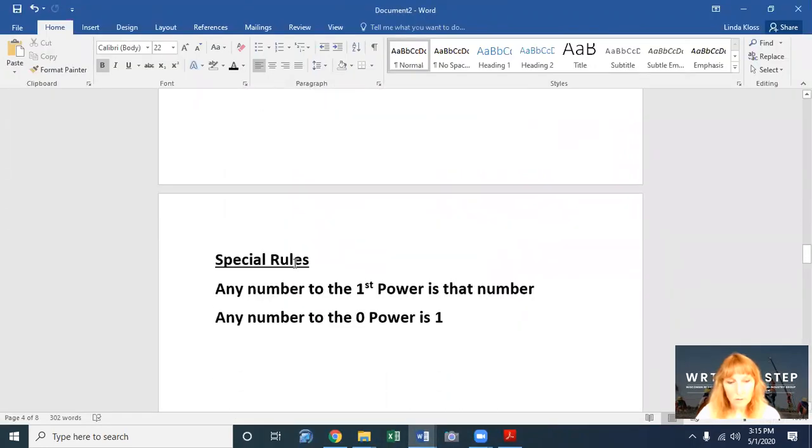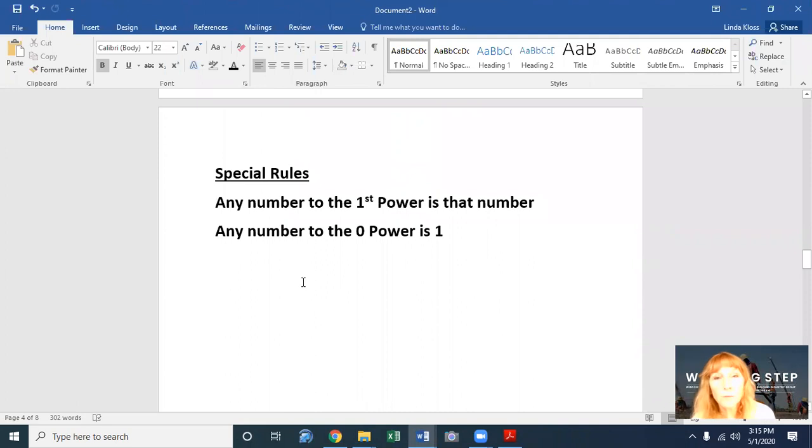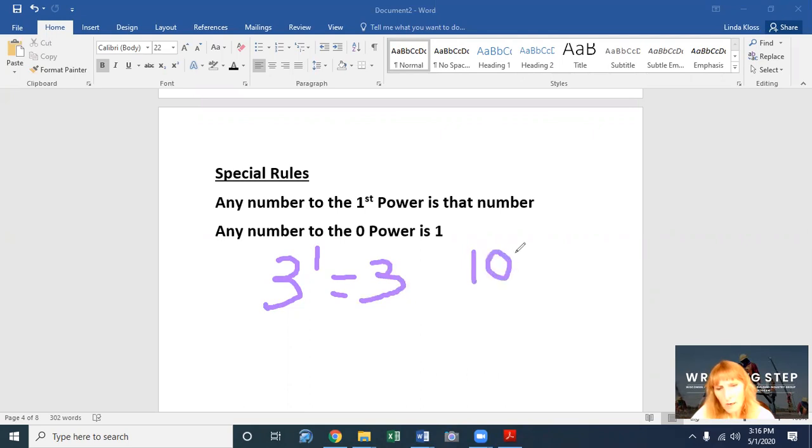Okay. So special rules. Any number to the 1st power will be that number. And any number to the 0 power will always be 1. So for example, if I have 3 to the 1st power, that answer would be 3. If I had 1020 to the 1st power, I would get 1020. So any number to the 1st power is the number itself. It is the base.